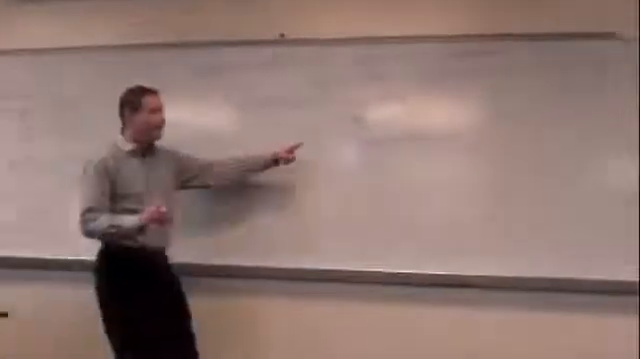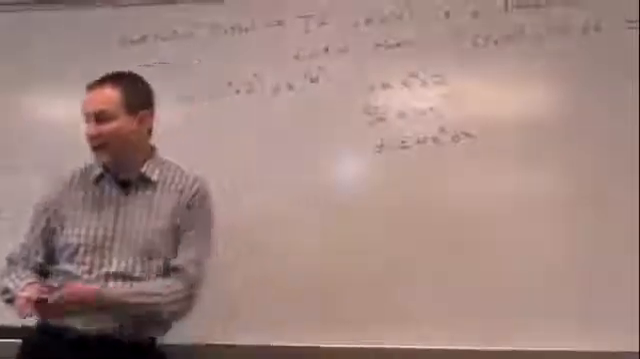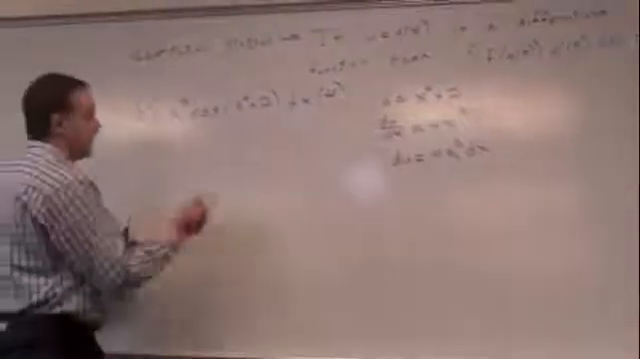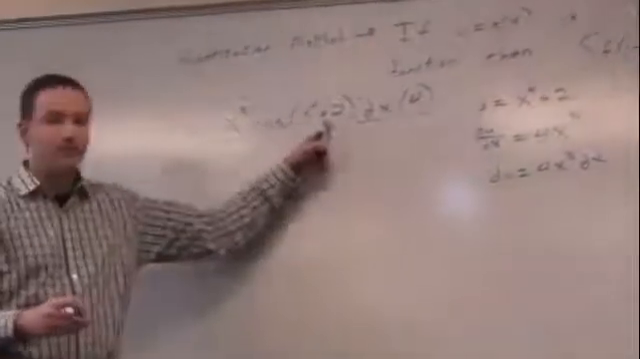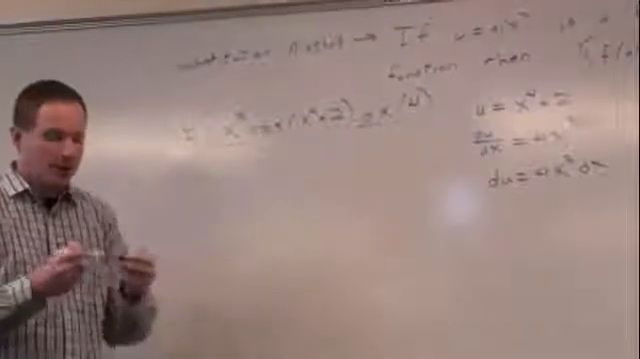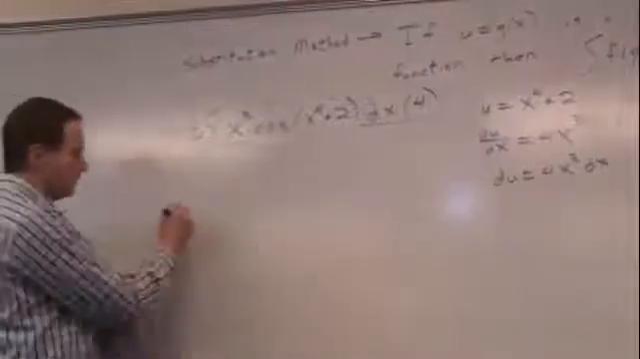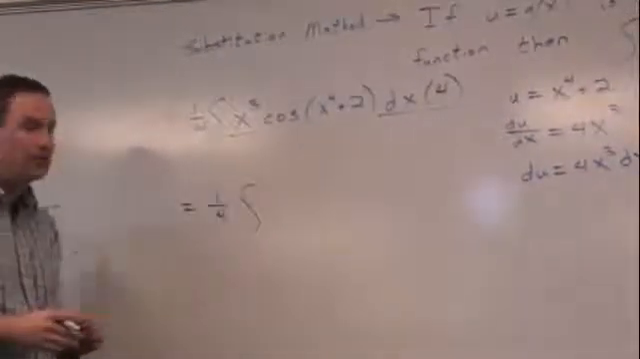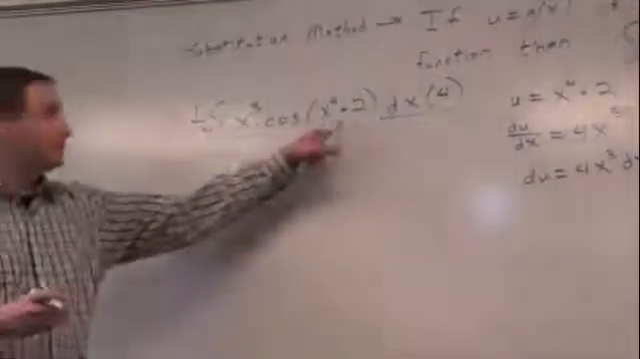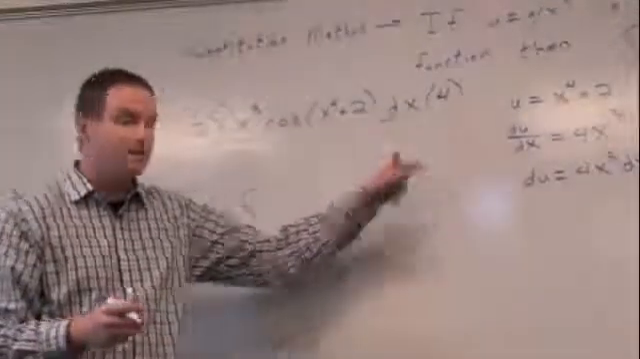But now in here I'll say, okay, I needed to see a 4x cubed dx. So everything I underline is going to become du. x cubed times 4dx, all of that is du. This becomes the cosine of u. So I can say this is going to equal 1/4 the integral of cosine u, all of that is du.